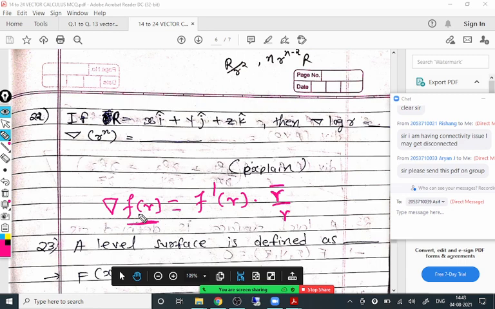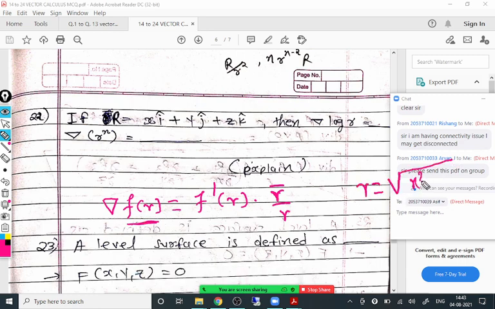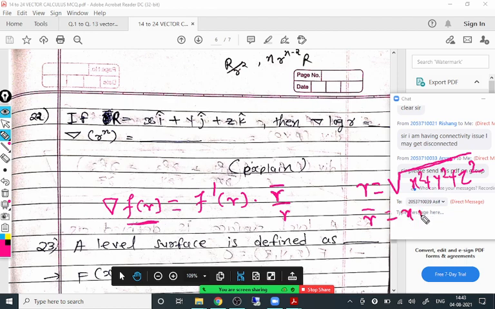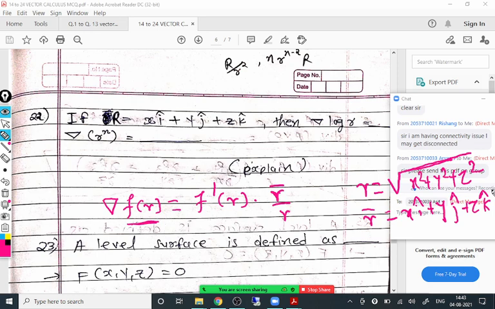What is the r actually? R is root of x square plus y square plus z square. R is the magnitude of the position vector, and r bar is xi plus yj plus zk. So if r bar is xi plus yj plus zk and r is this one, then the gradient of f of r is f dash r into r bar upon r.